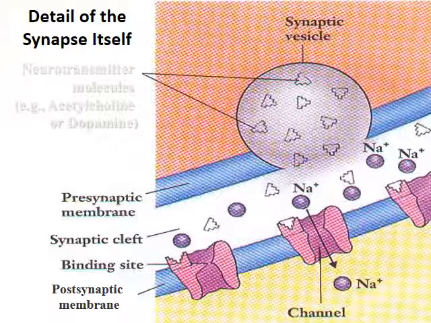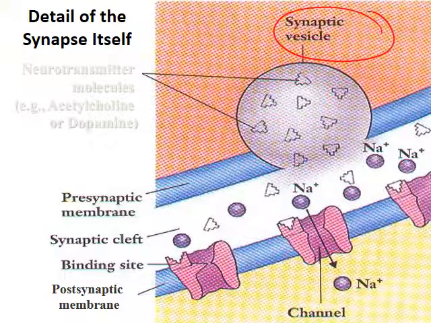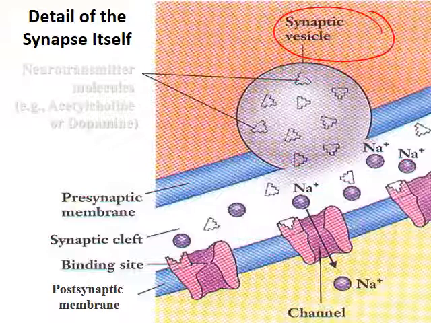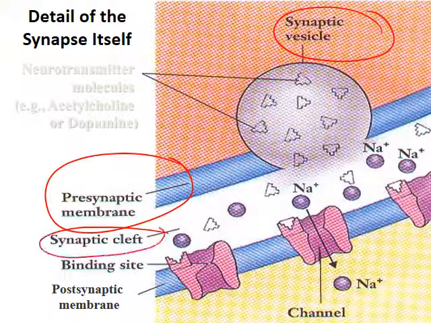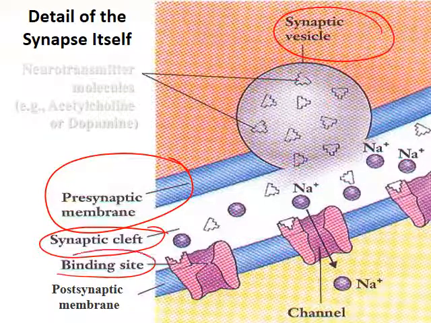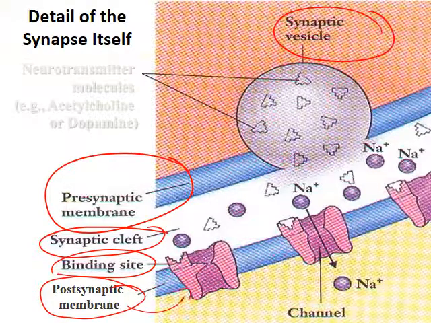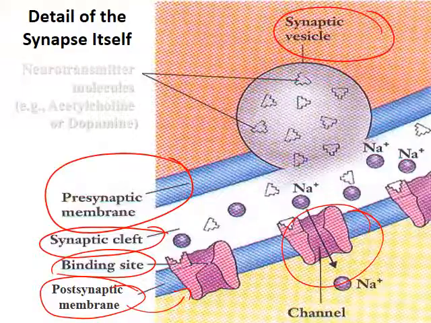Details of the synapse itself. Maybe in the exam I'm going to give you this figure and tell you to label it. This circle represents the synaptic vesicle that contains neurotransmitter. We're going to take the definition of neurotransmitter later. Examples of these neurotransmitters are acetylcholine, dopamine, and others. Here we have the presynaptic membrane, the presynaptic cell, or the presynaptic neuron. In the middle we have the synaptic cleft. These are the binding sites for them. And these are the postsynaptic membrane that includes the channels: Na+ channels, calcium channels, and others.